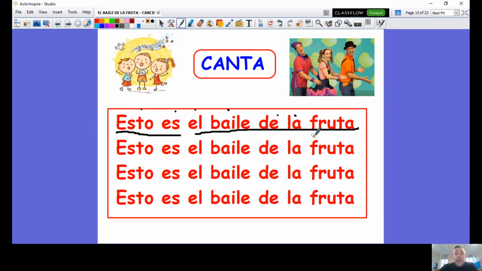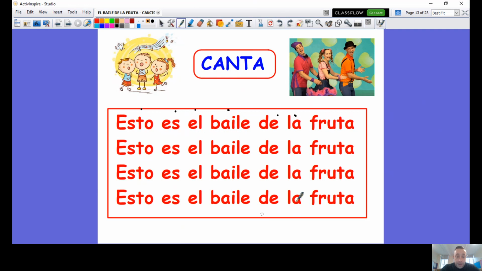Now, this bit comes all together. It goes like this. El baile de la fruta. One more time. El baile de la fruta. Once more. El baile de la fruta. Can you hear the last word, fruta, is a bit longer. It's fruta. Let's put all of that bit together one more time. El baile de la fruta. Well done. So, the first bit, esto es, we're going to sing, little pause, and then we'll include this. You ready? My turn, your turn. Esto es. El baile de la fruta.